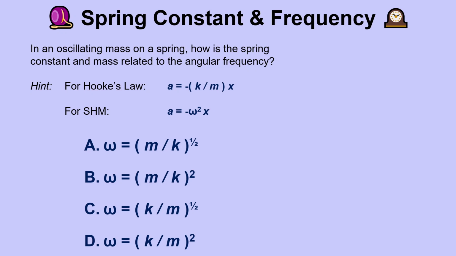So with this one, again, we're just doing a bit of algebra. We know that they're both a times something gives us the position. So we can relate that angular frequency to that k over m and see what we get for the angular frequency.